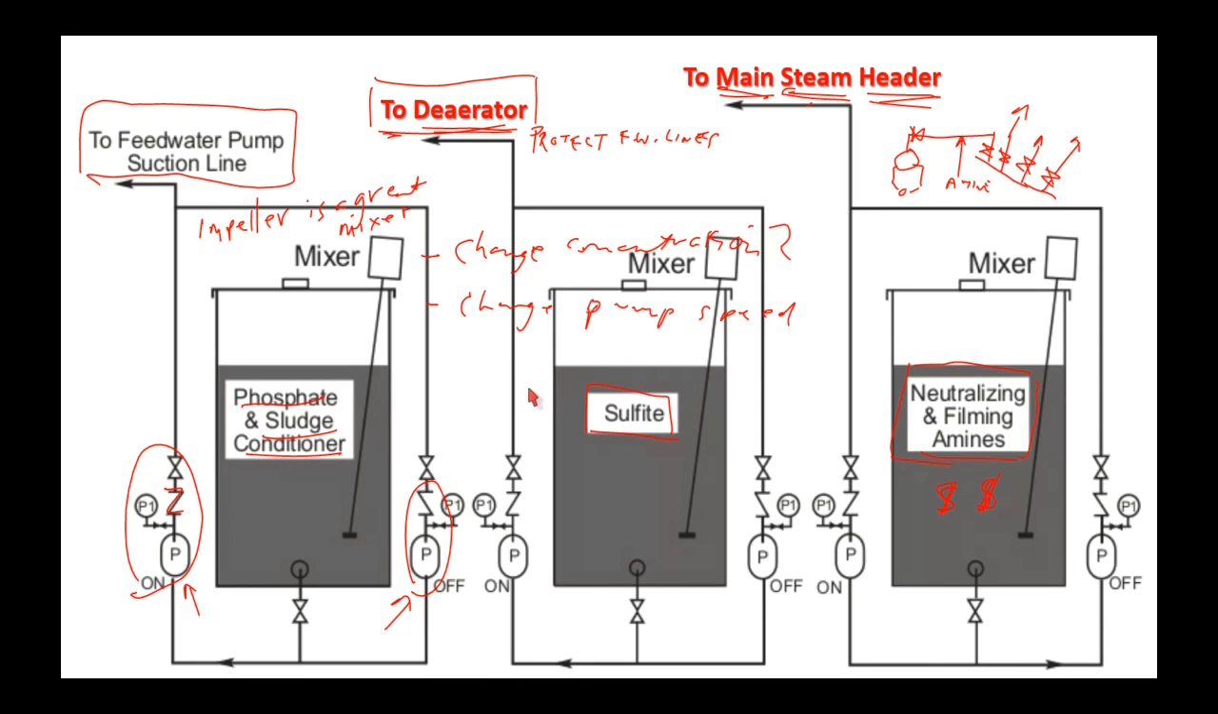So let's say we're a little bit low on phosphate. Do we make the phosphate stronger in the barrel, or do we increase the pump speed or the pump stroke, whatever it happens to be? Any ideas? I think this is worthy of a bit of conversation.